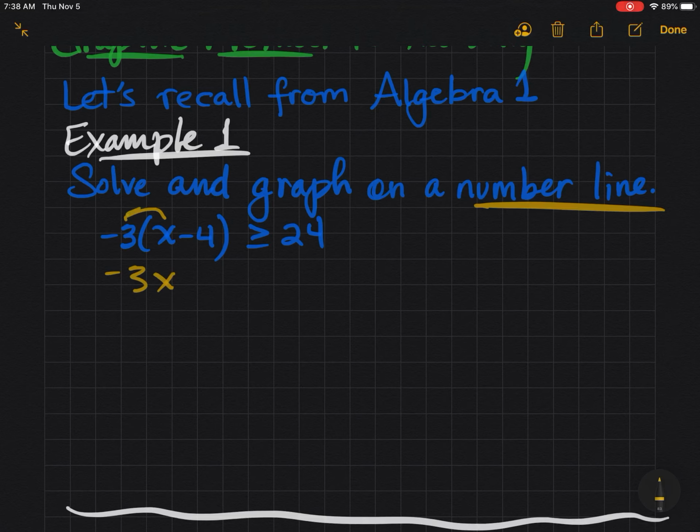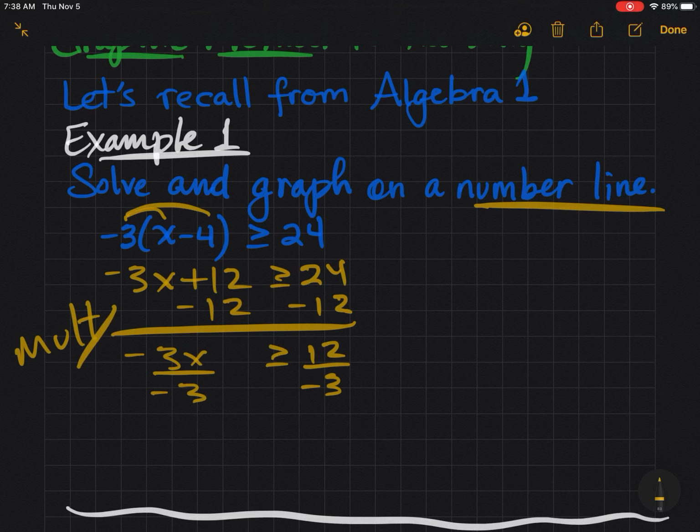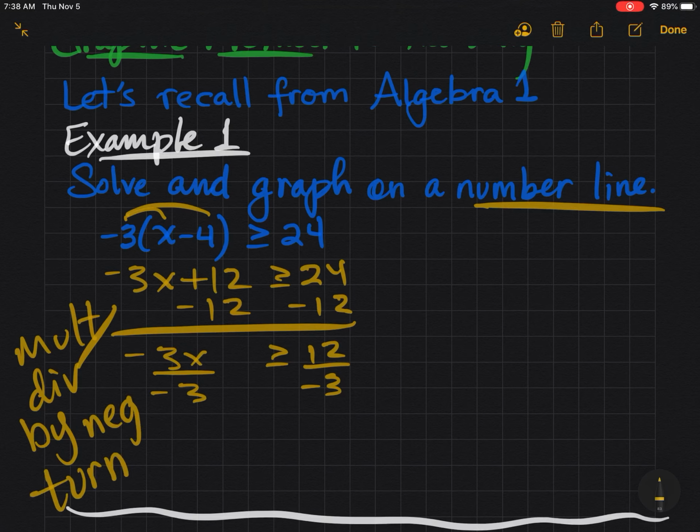Okay, so negative 3x, I'm distributing the negative 3, plus 12 is greater or equal to 24. Subtracting 12 from both sides gives us negative 3x greater or equal to 12. Divide by a negative 3. Recall from Algebra 1, if you multiply or divide by a negative number, turn the inequality. You turn the sign. So I've divided by a negative, so I'm going to turn the inequality.